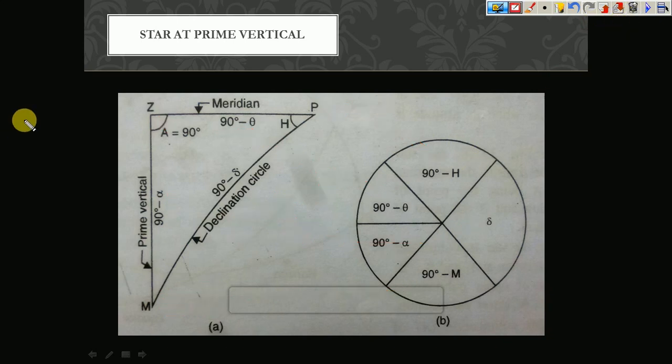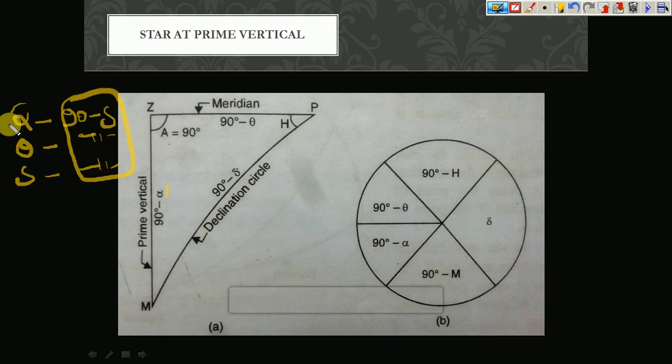So some of the important terms that you need to remember always is this. See this alpha. Okay, alpha is altitude, theta is latitude, delta is declination, and complementary of the things, 90 minus of all these things. Okay, if you remember these things clearly, then everything will be easy in this unit. Okay, the main concept of this unit is these things.